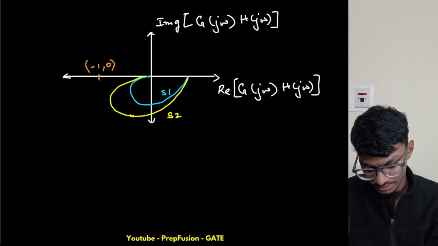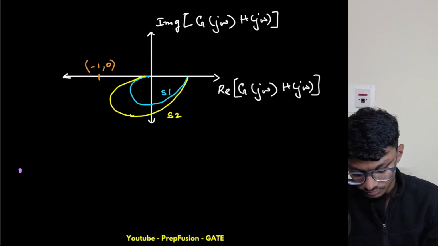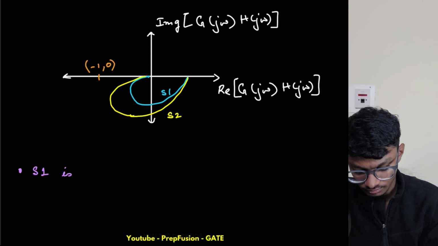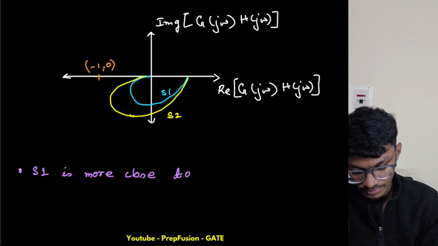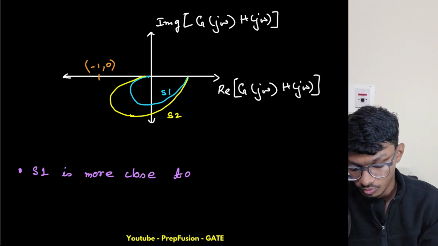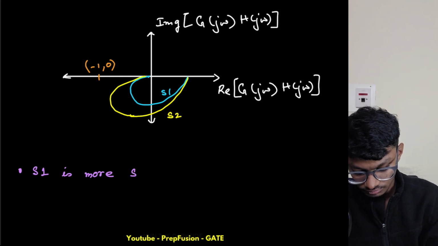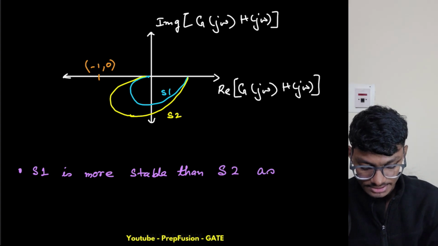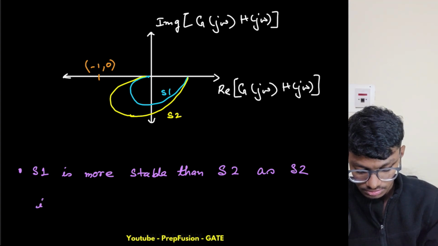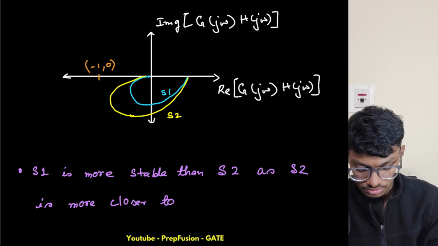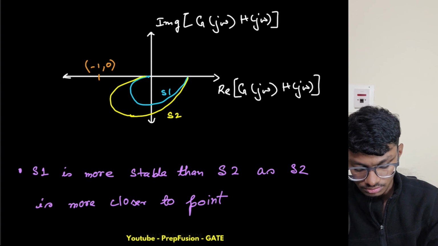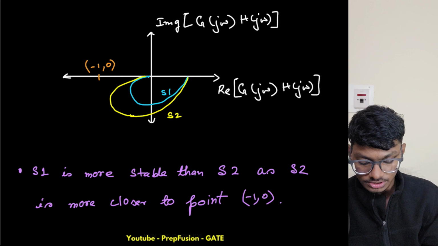Here what I can write is that S1 is more stable, and S2 is closer to the point -1, 0.